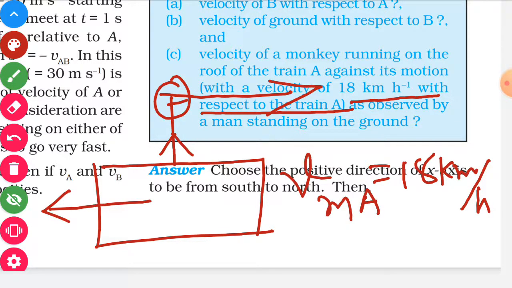Now we want to find out the velocity of monkey with respect to the standing person on the ground. So that person is standing on the ground and taking the observation. So the velocity of monkey with respect to the person who is standing on the ground.